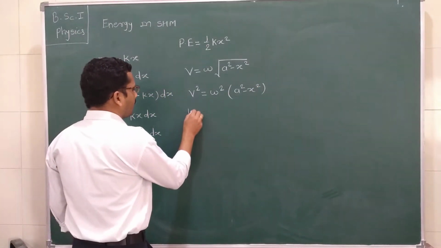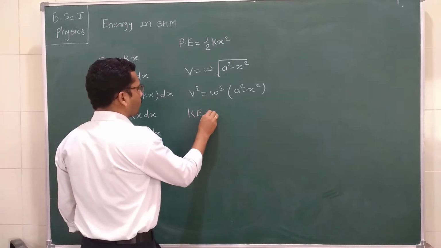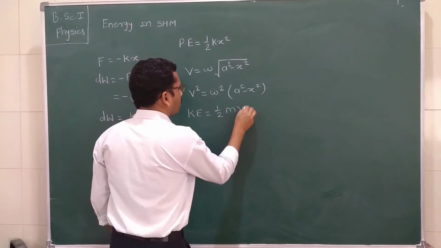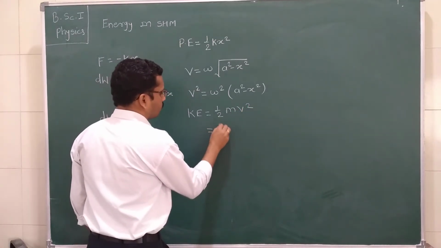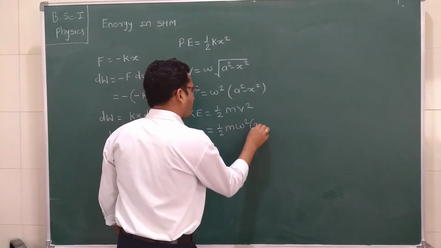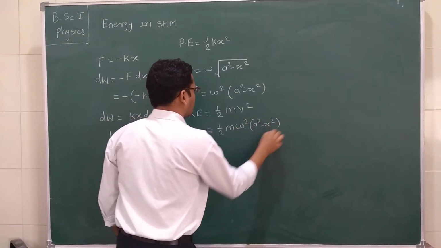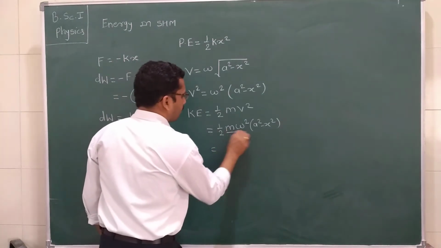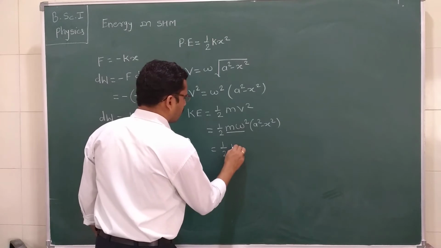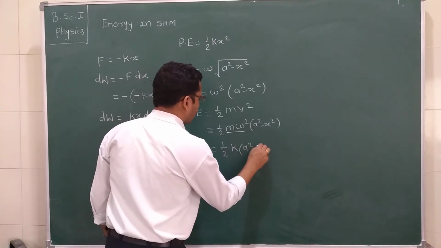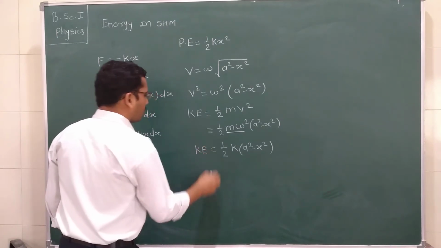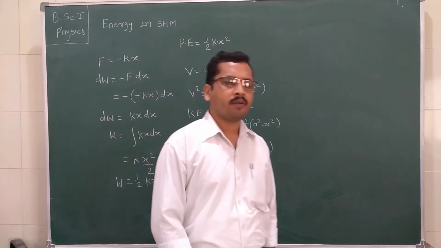Okay, but we know, what is the kinetic energy? The formula for kinetic energy is equal to 1/2 mv square, which is equal to 1 by 2 m omega square into (a square minus x square). By replacing m omega square with k, we can write here 1 by 2 k into (a square minus x square). So this is the kinetic energy of a particle performing simple harmonic motion.